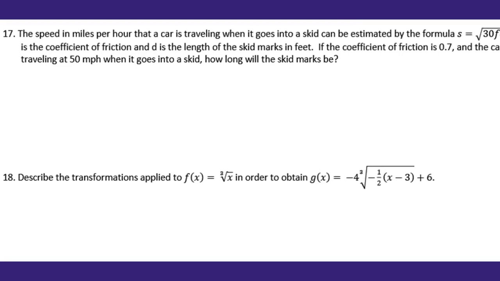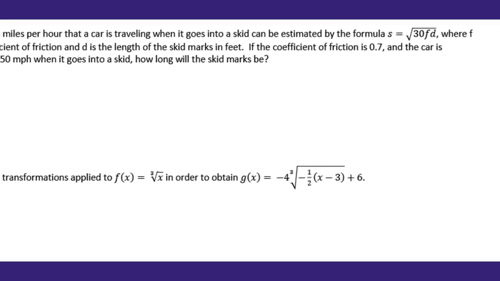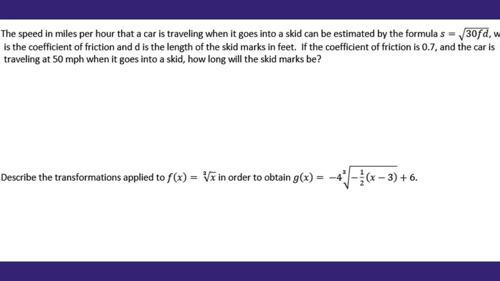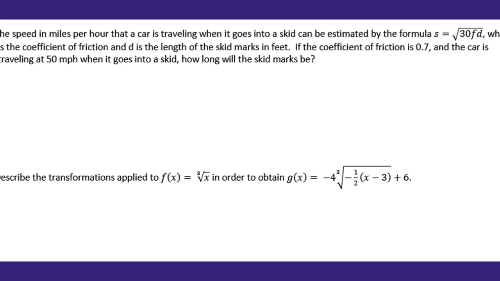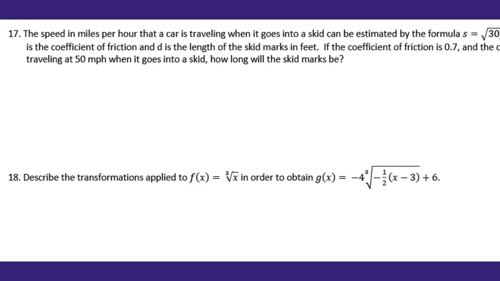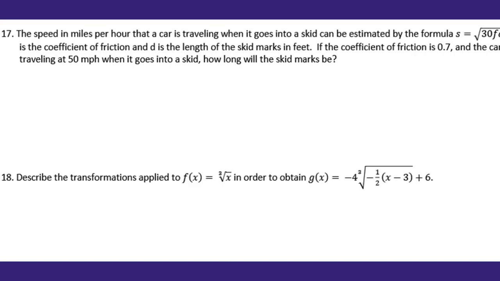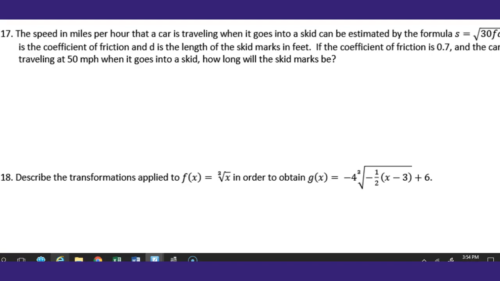The speed in miles per hour that a car is traveling when it goes into a skid can be estimated by the formula S equals the square root of 30 FD, where F is the coefficient of friction, and D is the length of the skid marks in feet. If the coefficient of friction is 0.7 and the car is traveling 50 miles per hour when it goes into a skid, how long would the skid mark be?